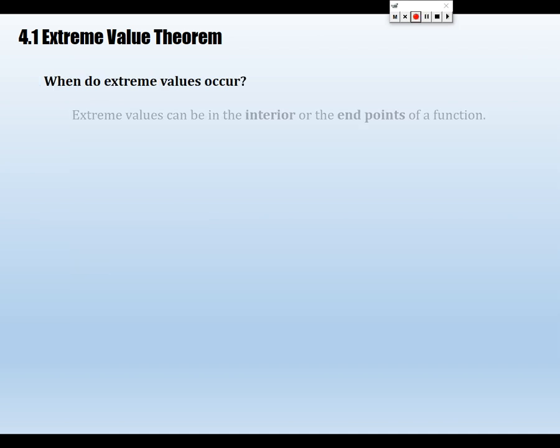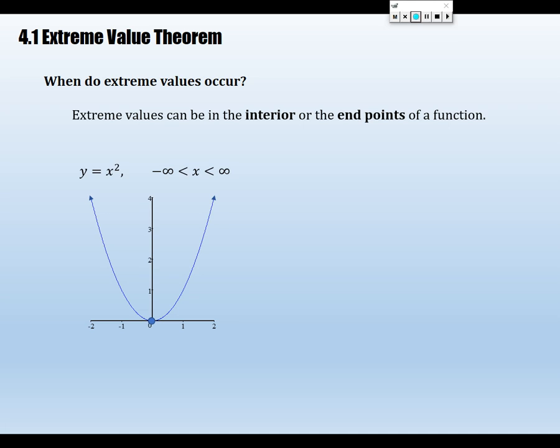So this is one thing that might have been lost on you in a pre-calc course. Extreme values can happen either at an interior point or an endpoint of the function. Here are a few very brief examples. For example, y equals x squared on the entire real line has, of course, an absolute minimum. There is no absolute maximum.